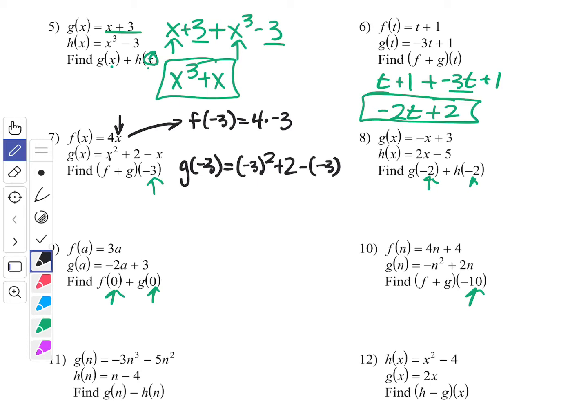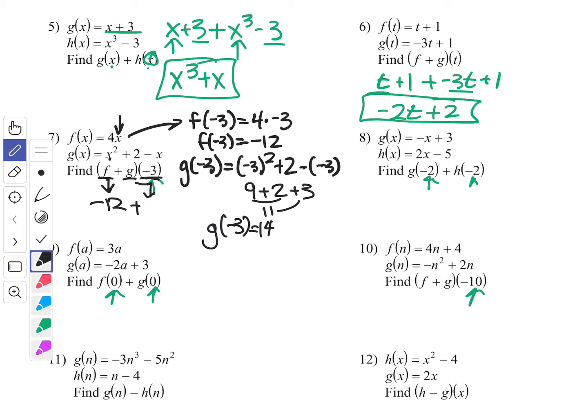Then we're going to solve for each one. So f of -3 is going to equal 4 times -3 is -12. Okay, so f of -3 is -12. And we're going to add to that g of -3, which is, let's solve it. So -3 squared would be -3 times -3, which is 9, plus 2. Negative and a negative would make a positive. So 9 plus 2 is 11, plus 3 gives us 14. So g of -3 equals 14. So I'm going to go -12 plus 14, and so our answer is +2. Okay, that's what we're headed for, is that +2 there.